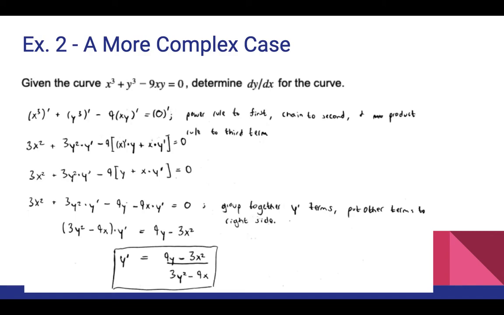And then what's going to happen is we're going to move all terms that contain dy over dx to one side, and then move the remaining terms over to the other side. So let's see what this looks like in practice. So we take the derivative of both sides.